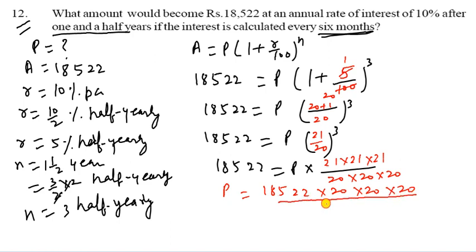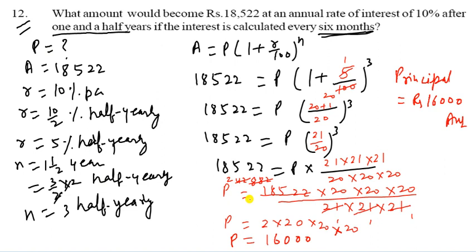Now let us see, P equal to 18522 into 20 into 20 into 20 upon 21 into 21 into 21. Now cancel this: 21 eights are 168, 21 twos are 42, and once again 21 twos are 42, so 2 times. Now multiply 2 into 20 into 20 into 20. So it gives 16,000. Our principal is 16,000. That is your answer.